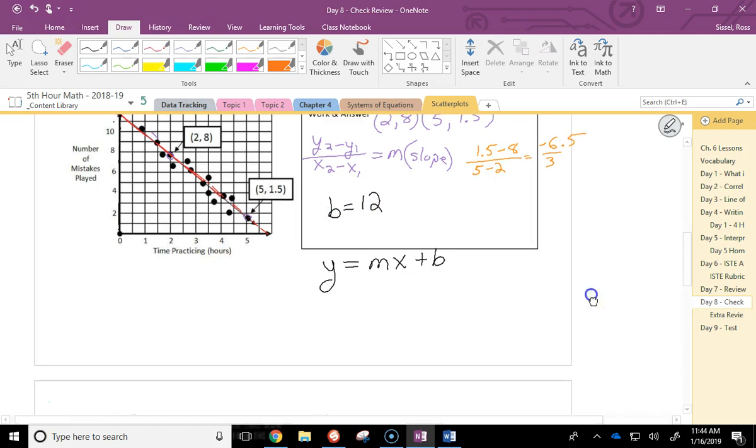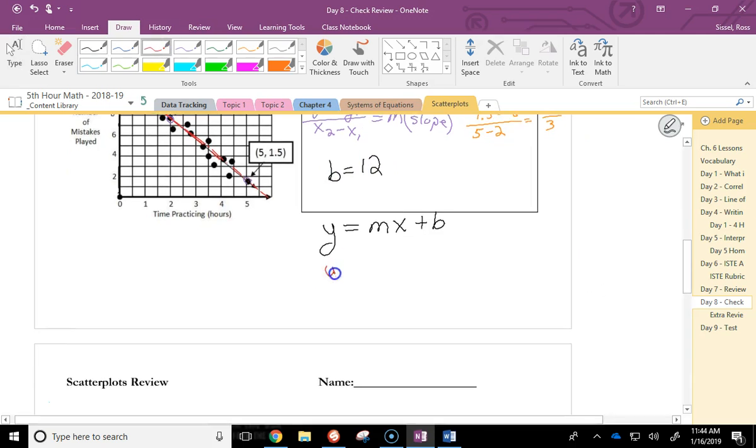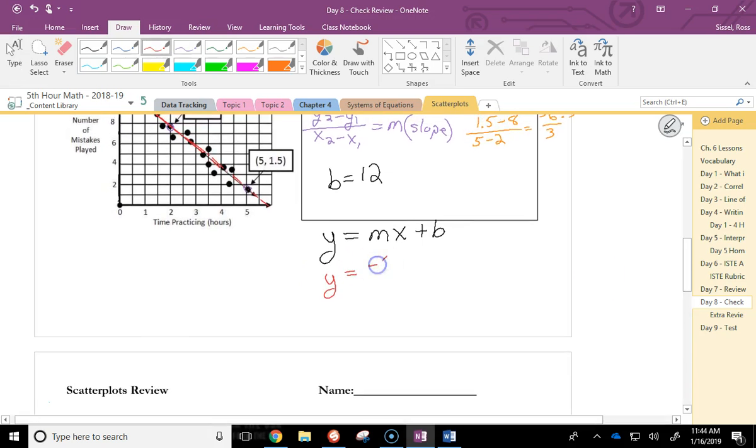You write your equation. Y equals, slope was negative 6.5 divided by 3, x plus 12.